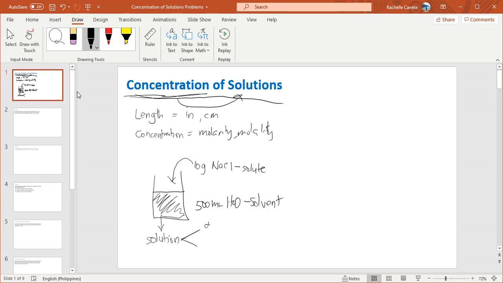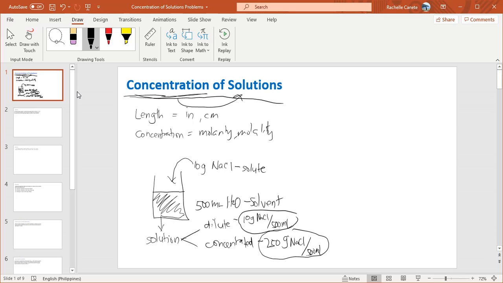Now, a solution can either be dilute or concentrated. These terms are actually relative. For example, this solution, 10 grams of sodium chloride per 500 ml water, is dilute as compared to if I added 250 grams of sodium chloride per 500 ml of water. So, you understand a solution now. This thing here, 10 grams sodium chloride per 500 ml or 250 grams, is called the concentration of the solution. It's just how salty or how dilute or concentrated your solution is. That's what you call the concentration.